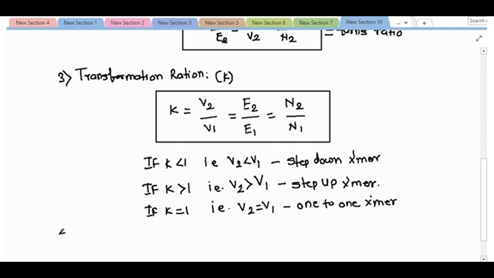Okay. Then the fourth ratio, which is very important, is nothing but the current ratio of the transformer.